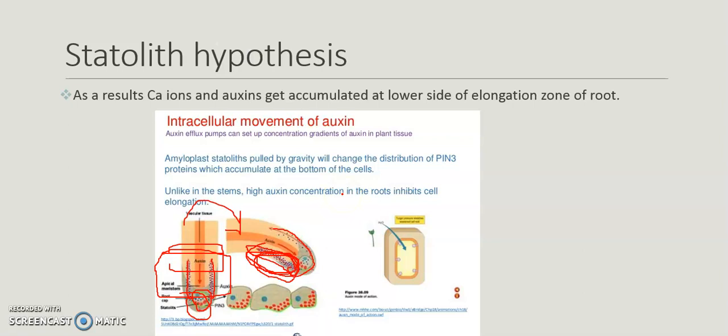But you can see this in the next slide. I will be explaining it to you. I hope until here you understood it clearly. As a result, calcium 2+ ions and auxins are getting accumulated. You should understand this. When they are redistributed, auxin and calcium 2+ ions accumulate in the down part of the cell elongation area, which will be inhibiting the cell elongation.